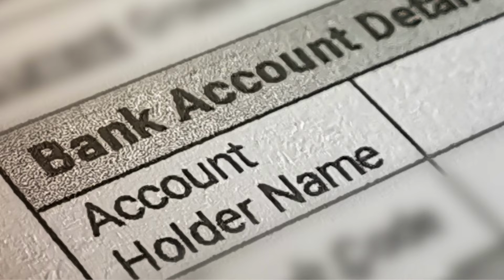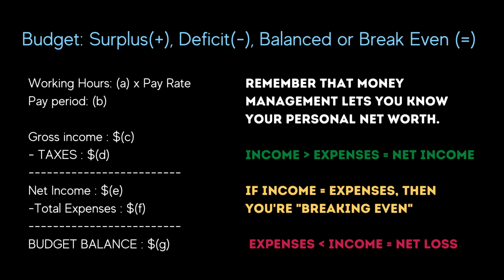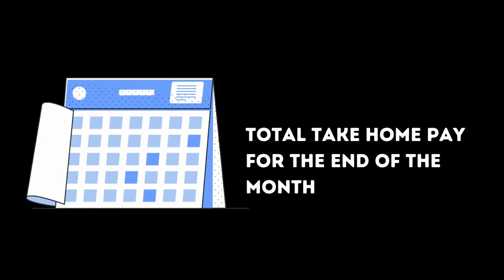On the left-hand side, there's a general outline to give you an idea on how to do the calculations for your budget. Now consider we're focusing on making a monthly budget. So it's understood that we may not be paid at the same frequency, but no matter, make sure you have the total amount you would make at the end of the month.